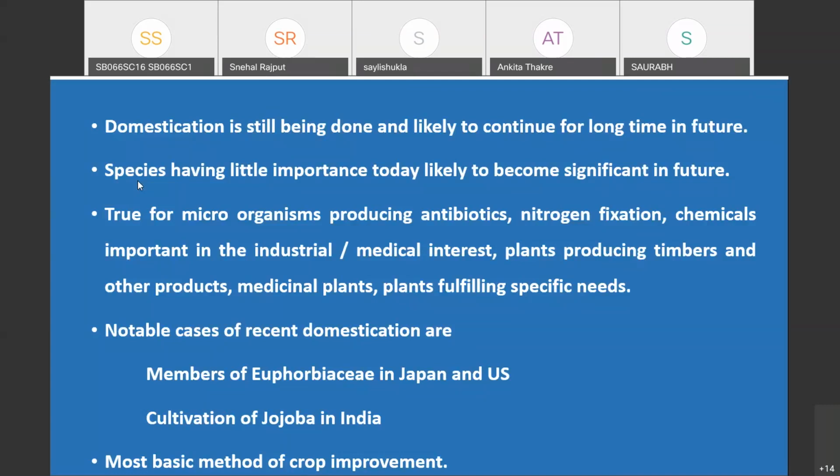Okay, then another important thing regarding domestication is that it is believed to be the most basic method of crop improvement.